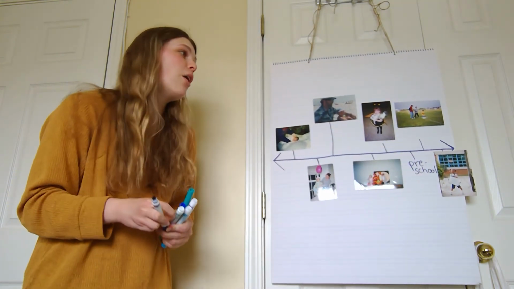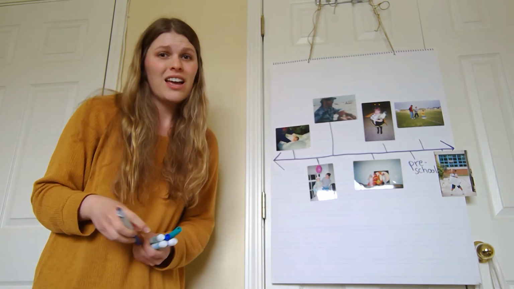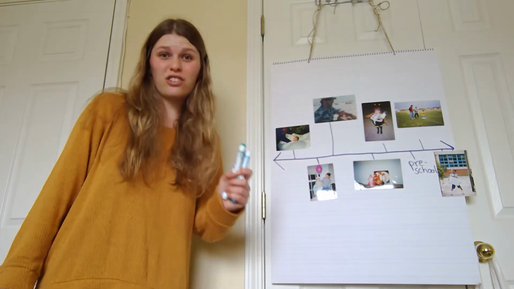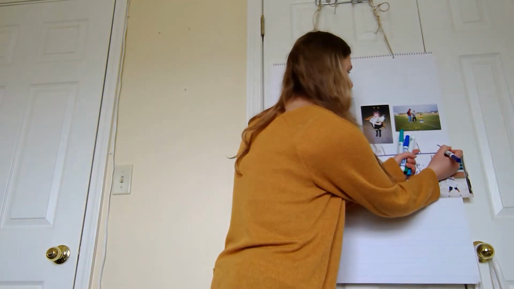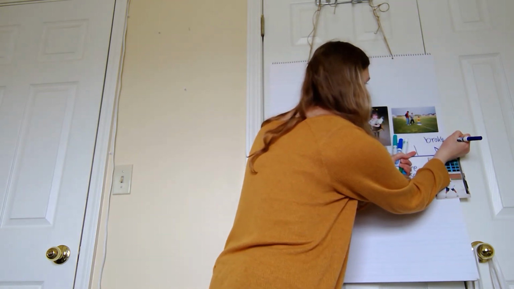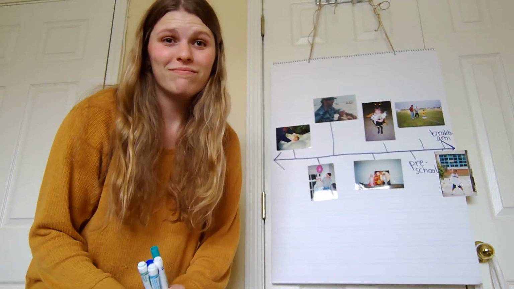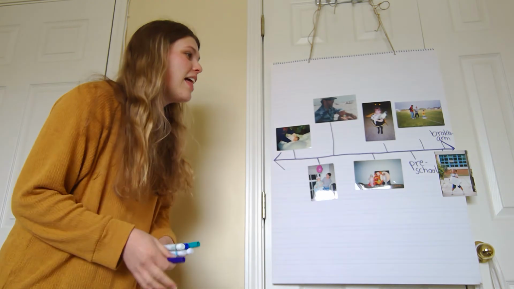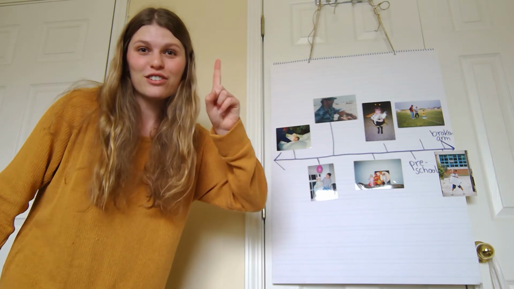All right, friends. Now, there is one more event that I did not have a picture of. But the summer before first grade, I broke my arm. So I'm going to write up here, broken arm. I broke my arm. So these are important events that I put on my timeline of my life leading up to when I was in first grade.